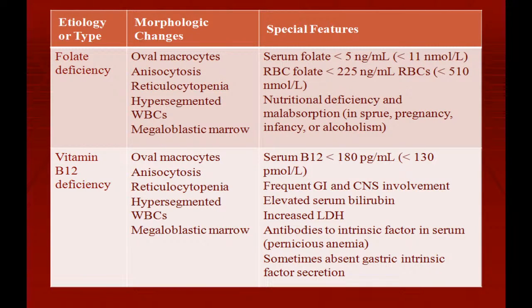We should check level of serum B12. Check different changes in gastrointestinal tract, in central nervous system, because there are some specific signs of B12 deficiency. We may see also elevation of serum bilirubin in this patient and increased lactate dehydrogenase level. If it's due to atrophic autoimmune gastritis, we may check for antibodies to intrinsic factor in serum for pernicious anemia, or sometimes absence of this intrinsic factor secretion, also due to severe atrophy of gastric mucosa.